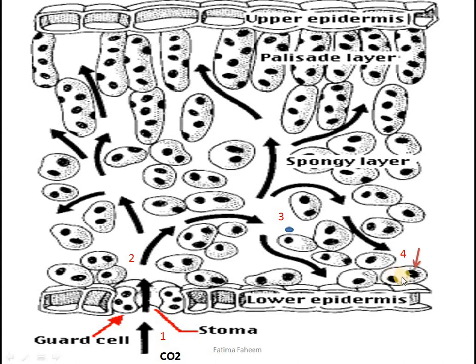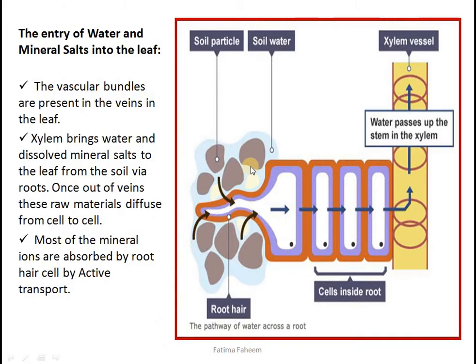Now when the carbon dioxide is inside the mesophyll cell, what would happen? Photosynthesis will take place because carbon dioxide is there now, and now the plant can use it to make glucose. Now let's see the water entry and mineral salt.